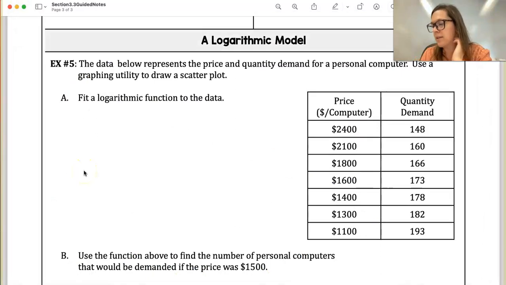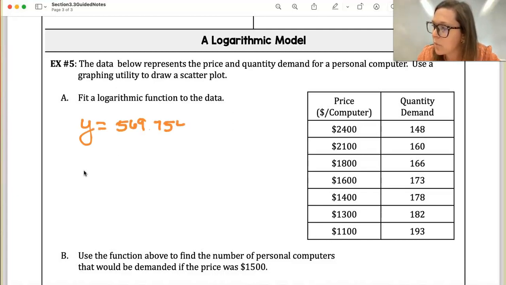Okay, so let's go. We fit our logarithmic function. So what did we come up with? y is equal to 569.754 minus 53.907 natural log of x. Now, using that function for part B, I'm just going to do my work up there in A. Can you find the number of personal computers that would be demanded if the price was $1,500? So we're going to plug 1,500 in for x, right?